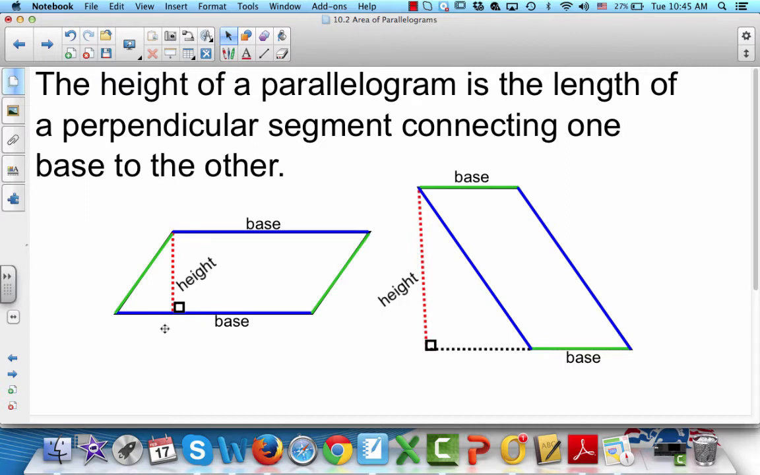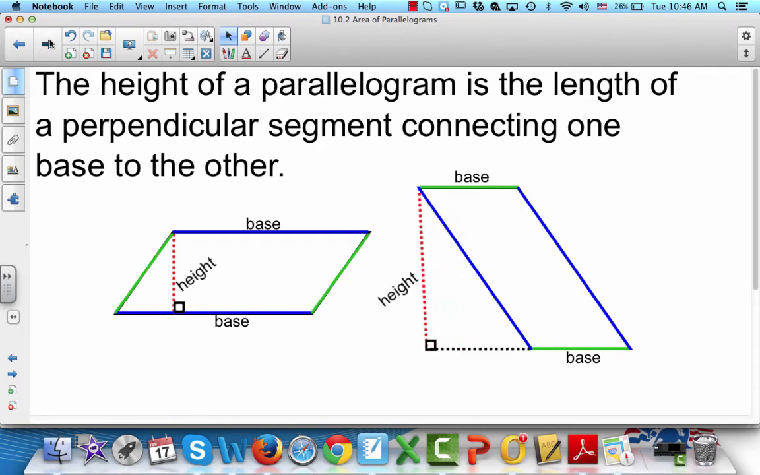The other thing you got to know is it doesn't have to be from the vertex. It can be anywhere along here. That can be the base. That can be the height, that can be the height, that can be the height. It's okay as long as it's drawn from one base to the other base and it's perpendicular. So this one could have been drawn from there to there, or from there to there.